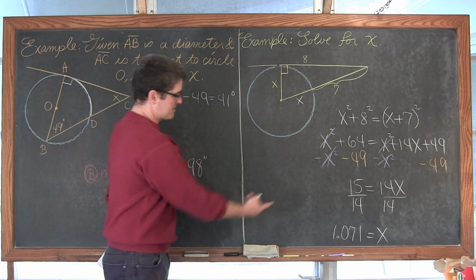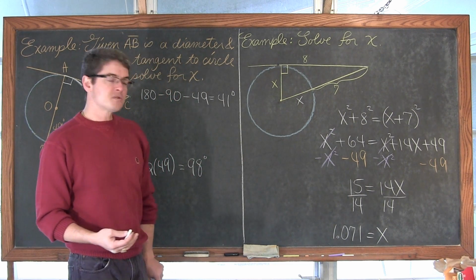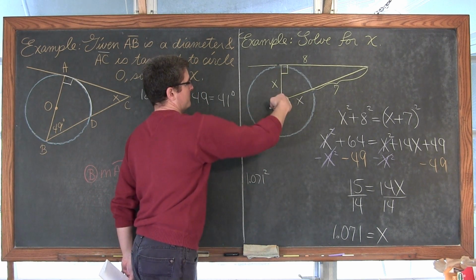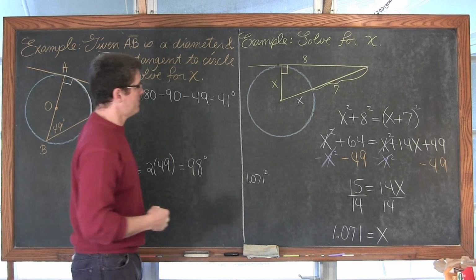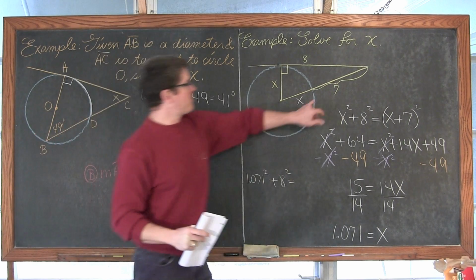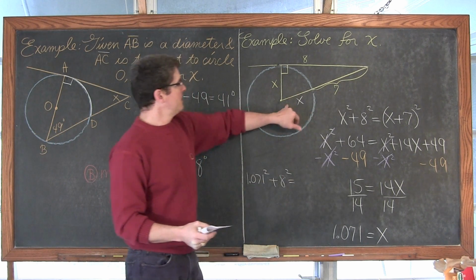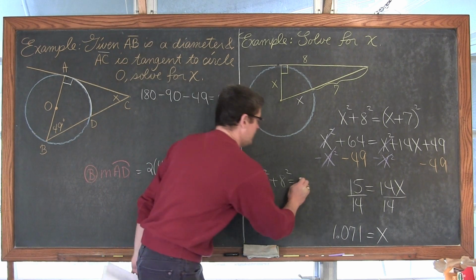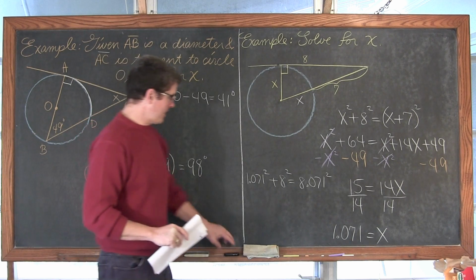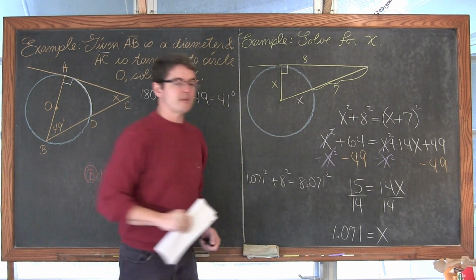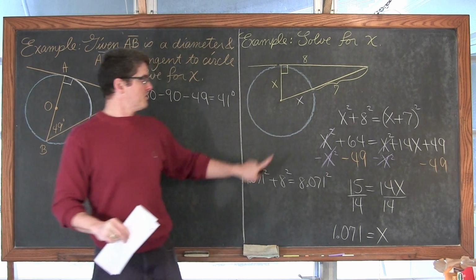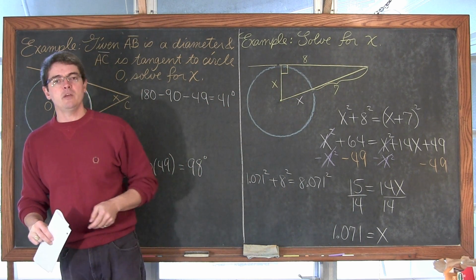So, we believe that x is 1.071, so you can do 1.071 squared for this radius or leg of the right triangle, plus 8 squared is equal to, well, this portion of the hypotenuse is 7 plus an additional 1.071, so we get 8.071 squared. And when you check that, of course, you will get the same answer on both sides of your Pythagorean theorem, proving that you've done your work correctly, because that was supposed to be a right triangle, so the Pythagorean theorem should hold true.